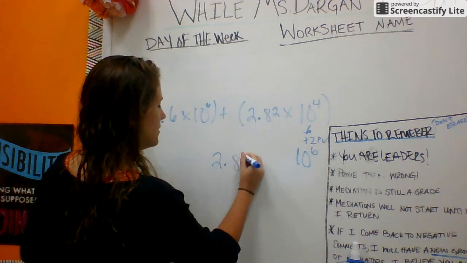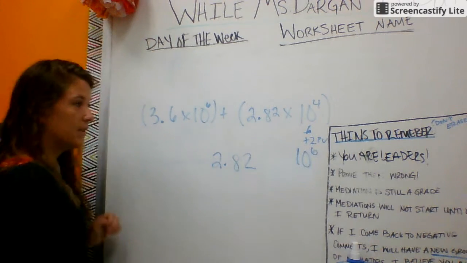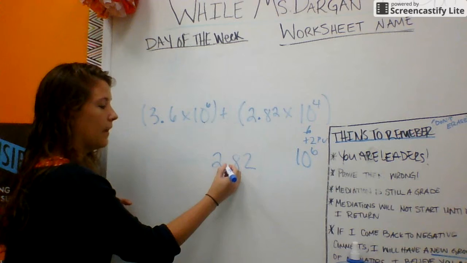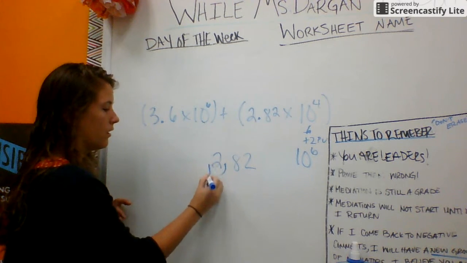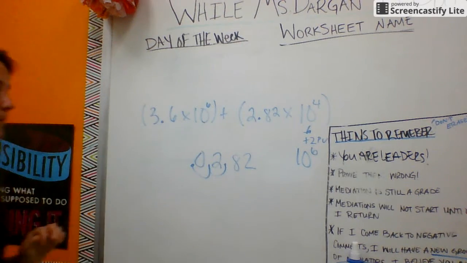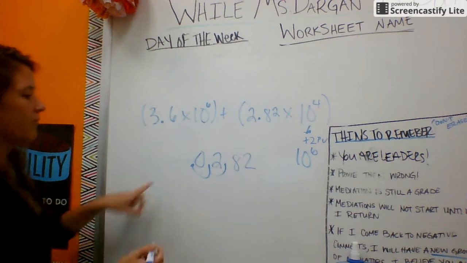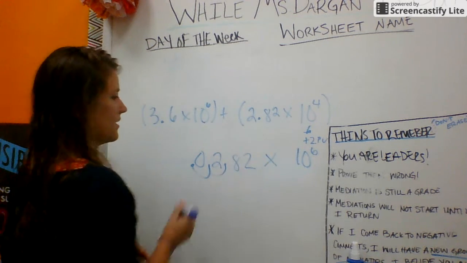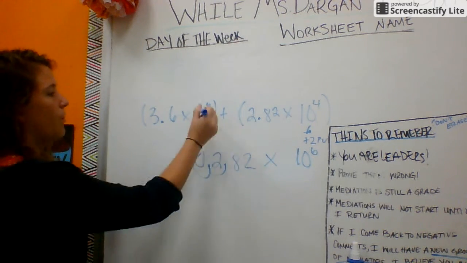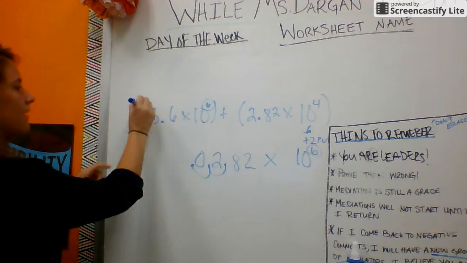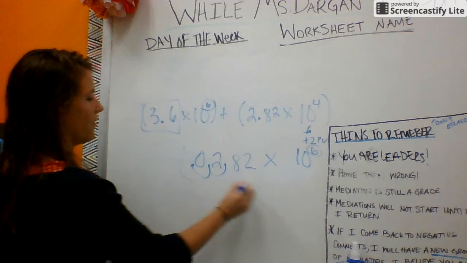I have 2 and 8200ths. It needs to go down 2 place values because this one went up 2. So I'm going to go to the left 2 spots: 1, 2. We'll put a 0 as a placeholder. I now have 0.0282 times 10 to the 6th. Now both of these are 10 to the 6th, so I can go ahead and add my numbers together.